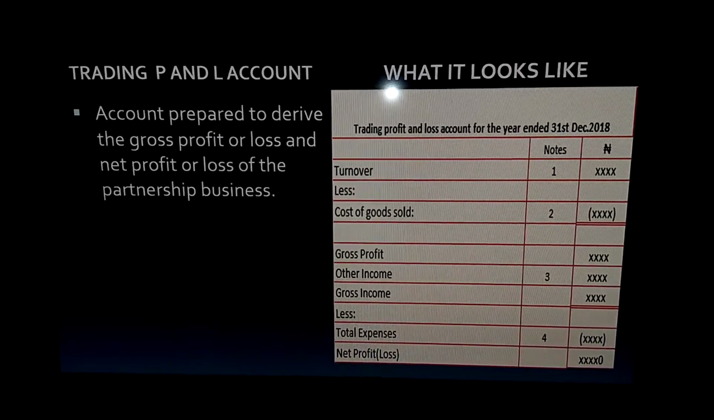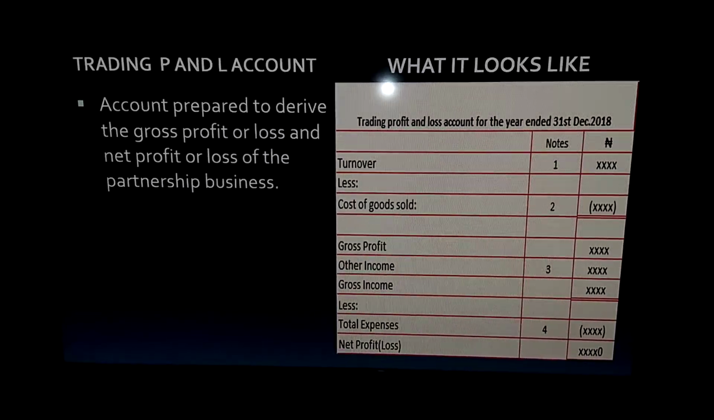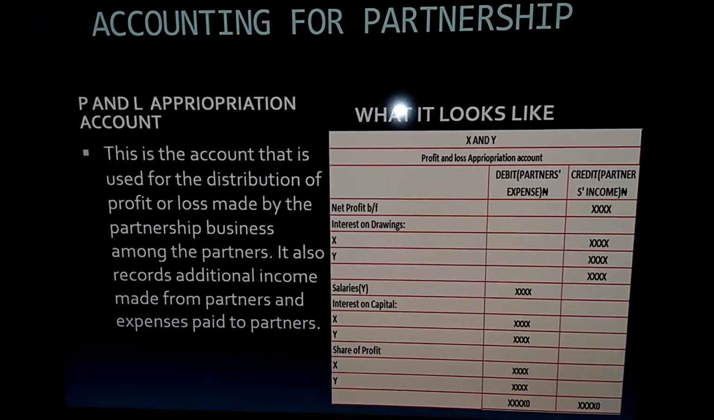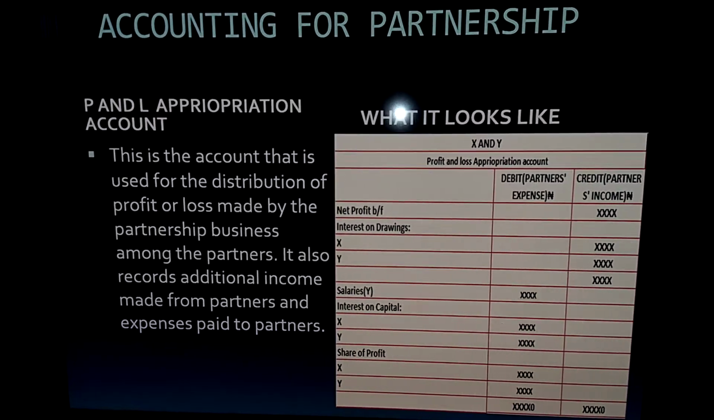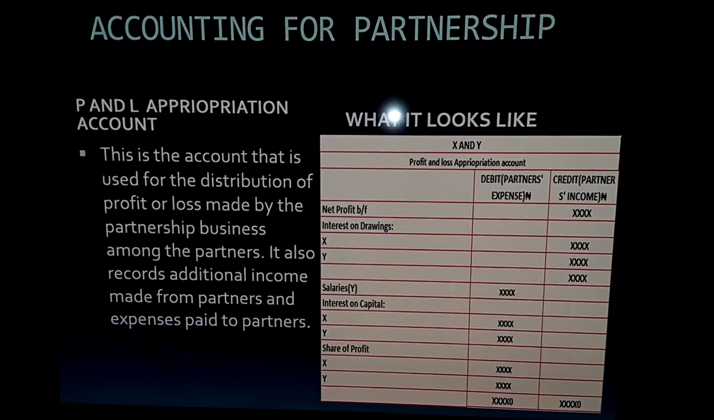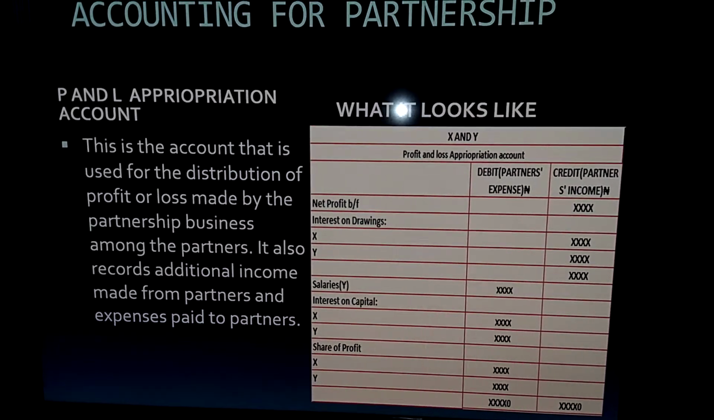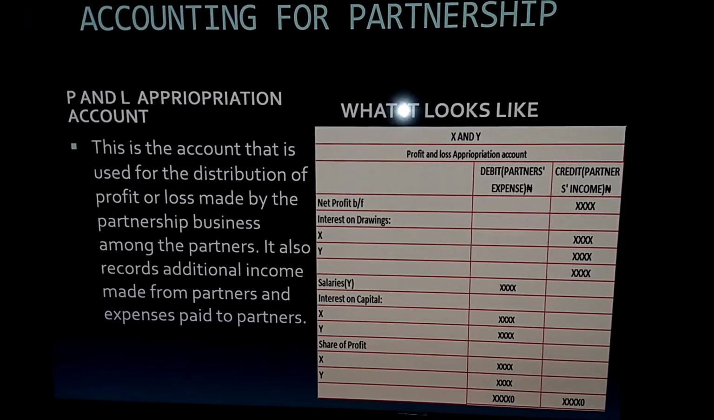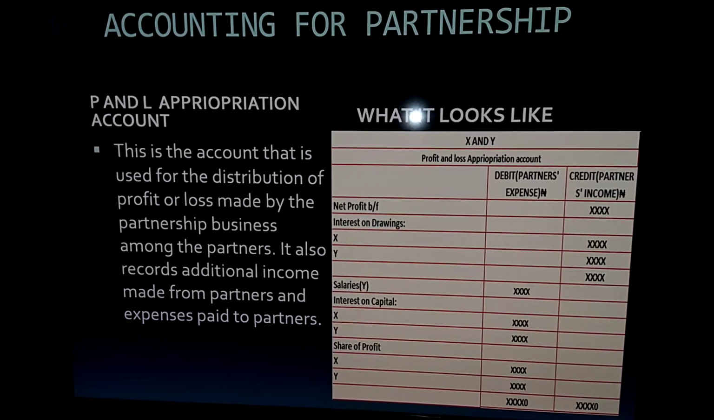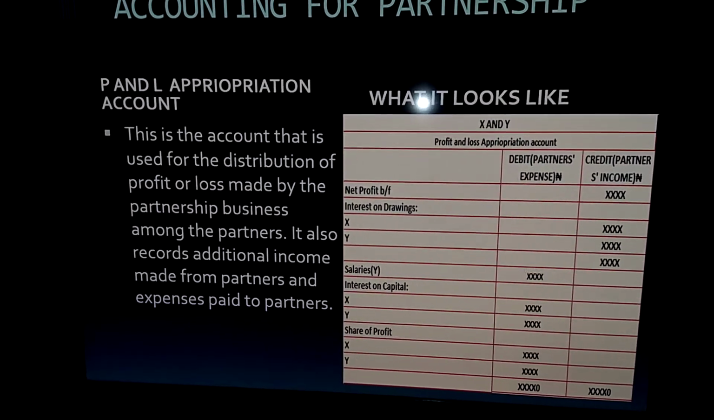So we've already had a class on how to prepare trading profit and loss account. So you can go back to the trading profit and loss account on our YouTube channel to familiarize yourself with how to prepare it. It's the same thing. Now, this is peculiar to partnership. We call it profit and loss appropriation account. What we do here is to show the distribution of the profit or loss made by the partnership business among the partners. So if the business made a profit of 1 million naira, the account in which we share that profit among the partners is called the profit and loss appropriation account.